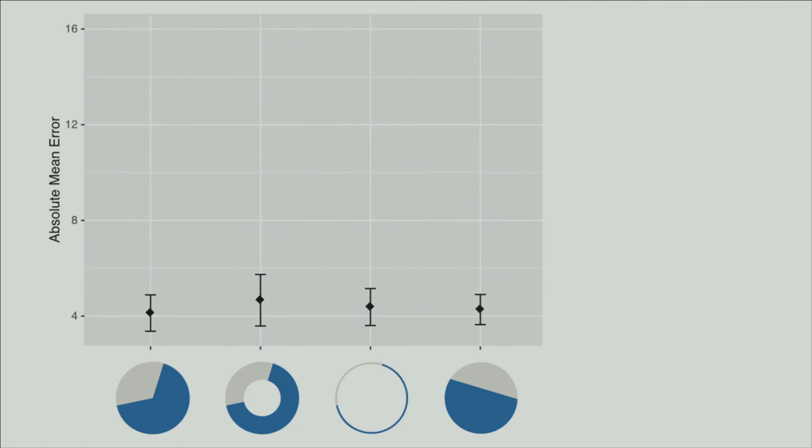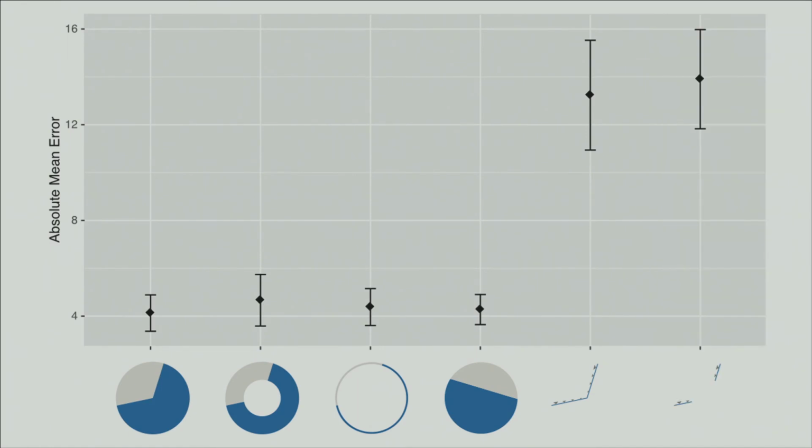So that's arc, that's area, we're missing angle. And that's what that looks like. Just to draw this little band here, this is where the baseline chart is. So you can see that we're several standard deviations away from that value. So we're clearly not using angle to read these charts.